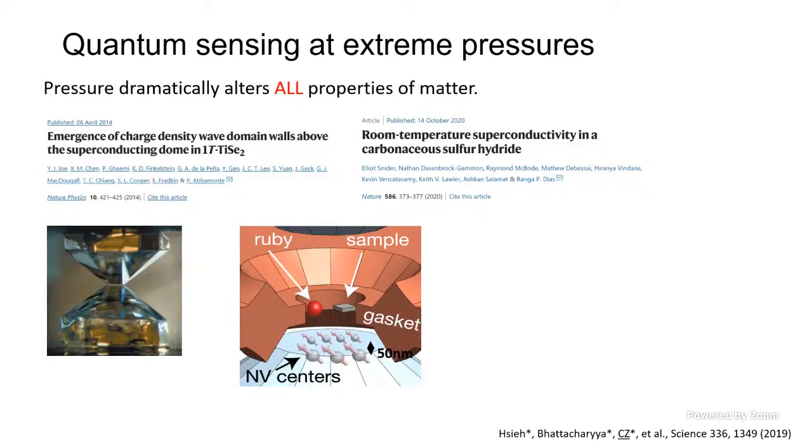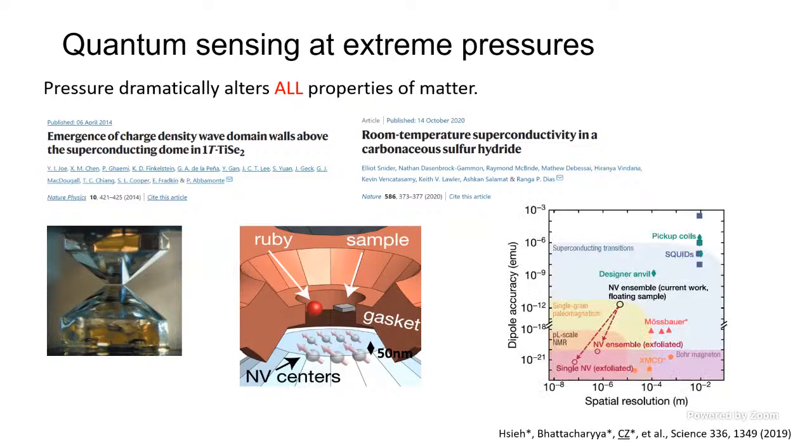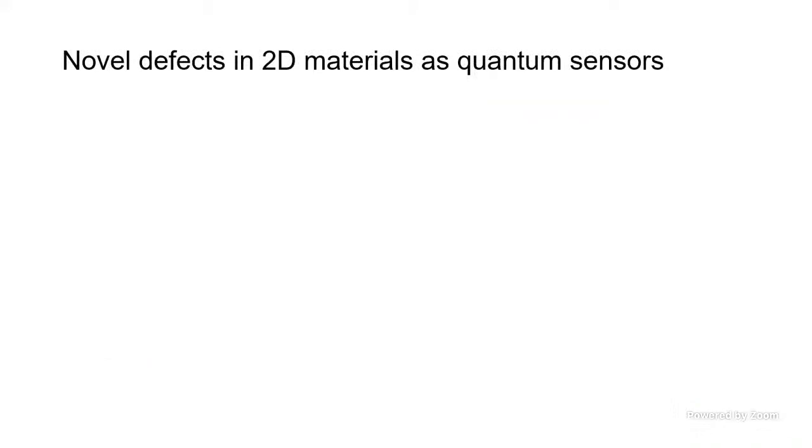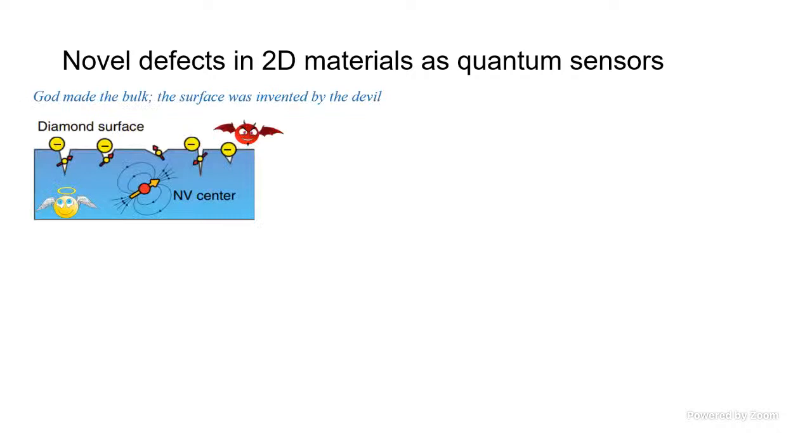It has been demonstrated as a very powerful tool that already has a much better spatial resolution compared with conventional methods. And very recently, my group has also been working on some novel defect centers in 2D materials as quantum sensors. The motivation is that if you want to use NV centers as sensors, you want them to be as close as possible to the surface, right? Because in that case, you can put other things on top of the diamond surface so they're closer.